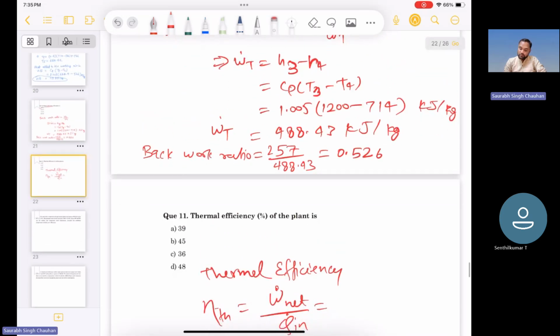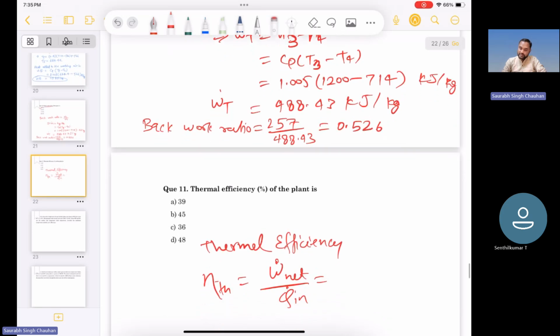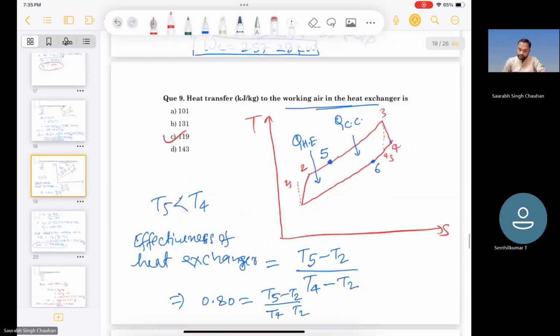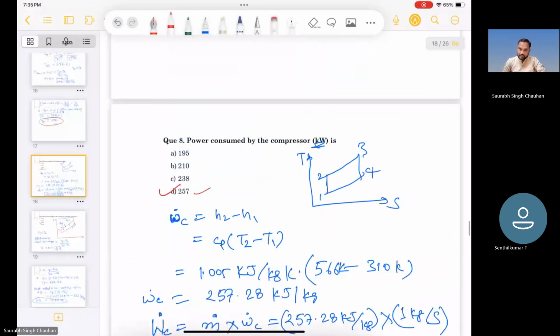So net work output we just calculated, it was 488. No, this is not the net work output. This is the turbine work output. So 488.43 minus 257 is the net work output, divided by total heat input. How much is the total heat input? Did we calculate heat input?